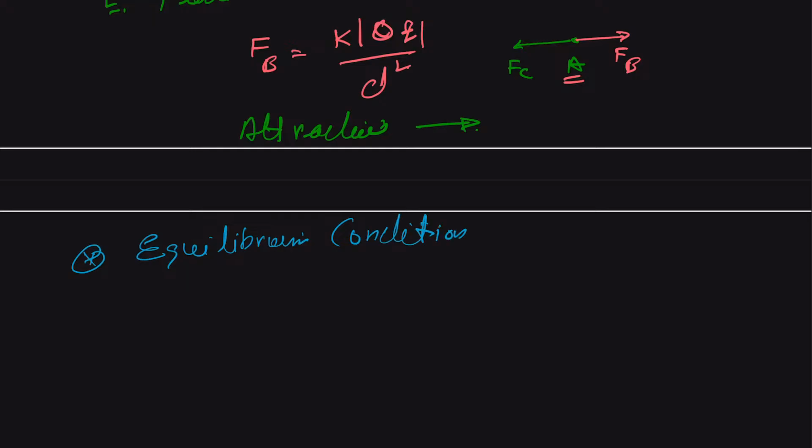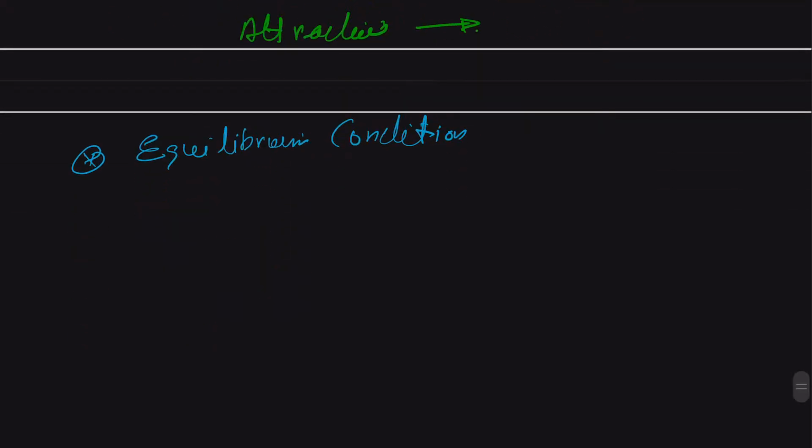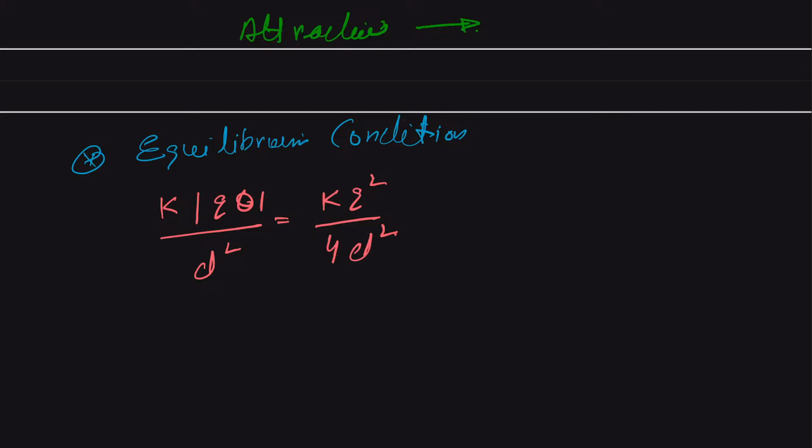We have the equilibrium condition, and we can just equate them. We get KQ capital Q upon d square is equal to KQ square upon 4d square, and this Q square, d square, K and K cancels out. Therefore, from here we get that the Q will be equal to Q by 4.